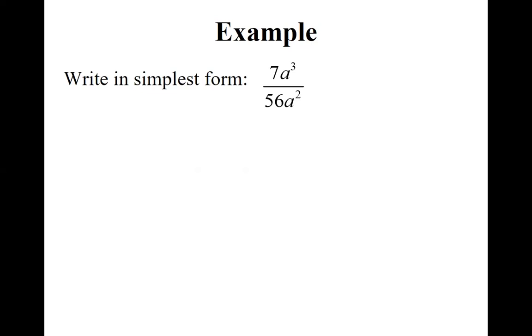Oh, now we've got variables. We weren't expecting this, but we can still handle it. If it was just 7 over 56, we would do prime factorizations. Prime factorization of 7 is 7 times 1. We don't even need the prime factorization. If we know that we have a 7 that we need to get rid of, 56 makes us think 7 times 8.